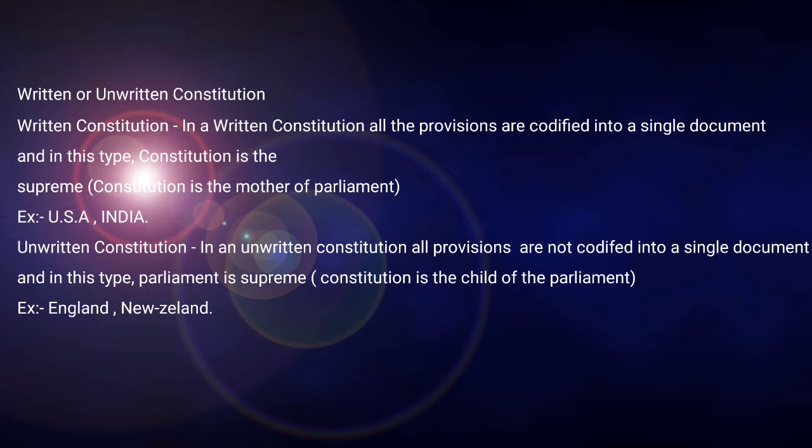These are the examples of the unwritten constitution. Now understand these types with examples. Here, if anyone asks me to bring the Constitution of US, then simply I can bring a paper, because US Constitution has only 7 articles and those 7 articles are codified into a single document. And in the same way, if anyone asks me to bring the Constitution of India, then I can bring a book. Indian Constitution has 395 articles and all these 395 articles are codified into a single document, that is a single book.